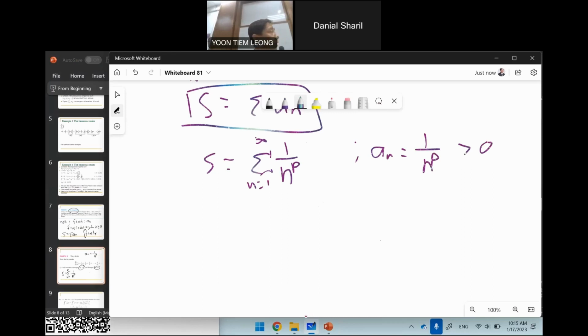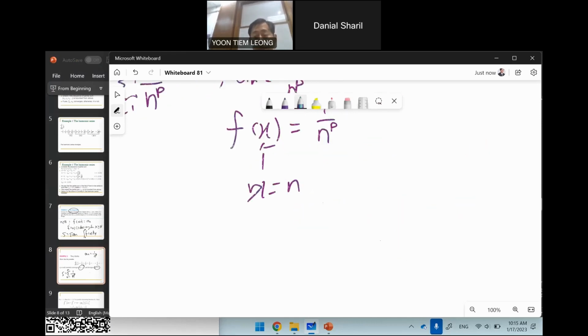Therefore, we can apply the integral test to this. So to this end, you invent a function f(x) that coincides with the term a_n, such that when x equals n, that is, when x is an integer, well, what it means is if x takes on the values of integer, then the function f should coincide with the values of a_n.